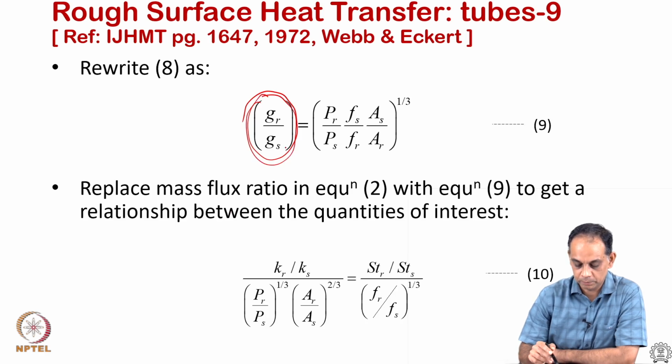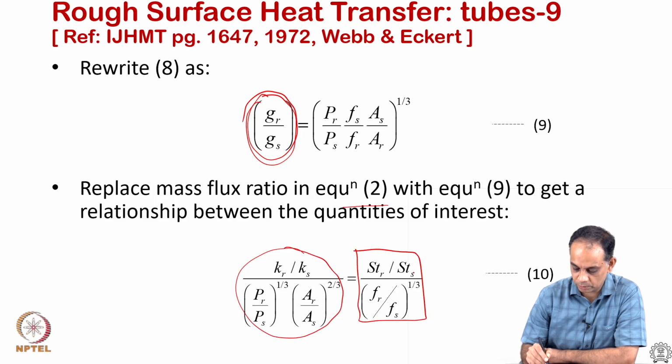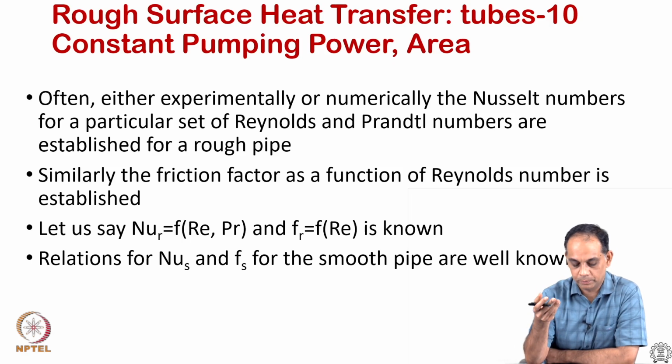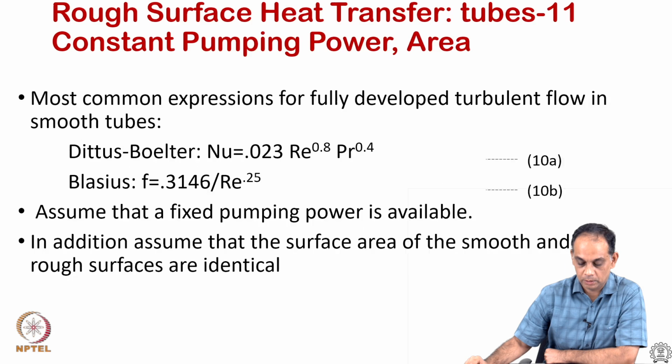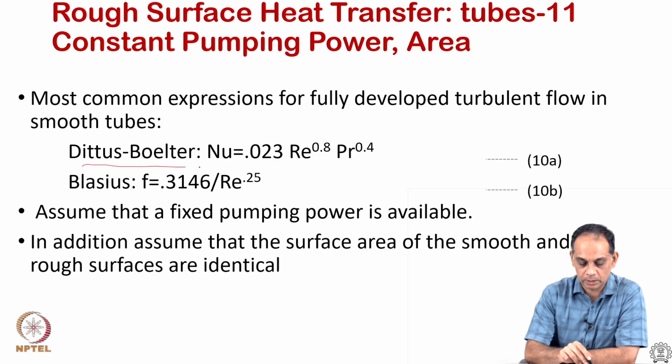Similarly, we use this expression in equation 2 and write the convective conductance, or conductance ratio, as this, and you get a beautiful expression in terms of the Stanton number ratio of the rough tube divided by the Stanton number of the smooth tube, divided by 1/3 of the friction factor ratio. Often, experimentally or numerically, we can determine the Nusselt numbers for a rough pipe, and we know that for a rough pipe correlations exist for friction factors, Petukhov or anything that can be used. Dittus-Boelter is something you use if you are in the turbulent regime, and this is the Blasius relationship.